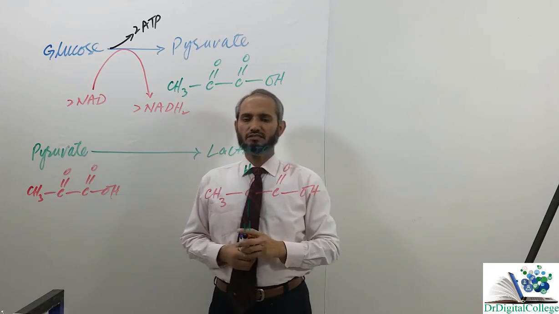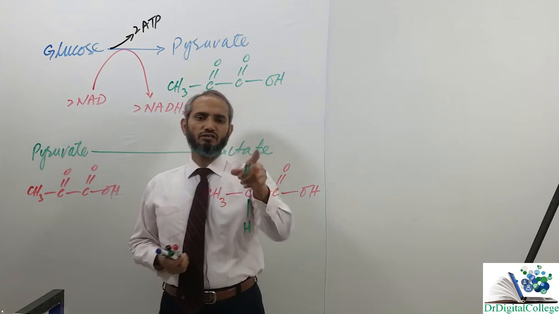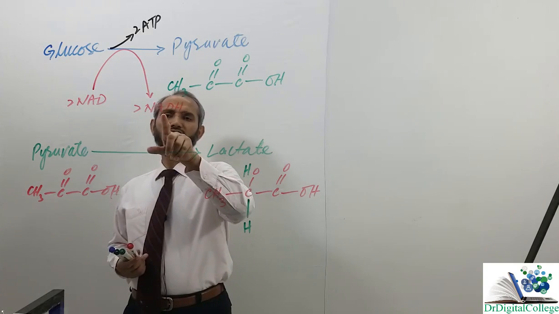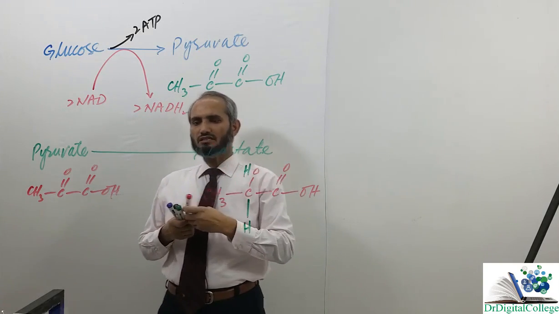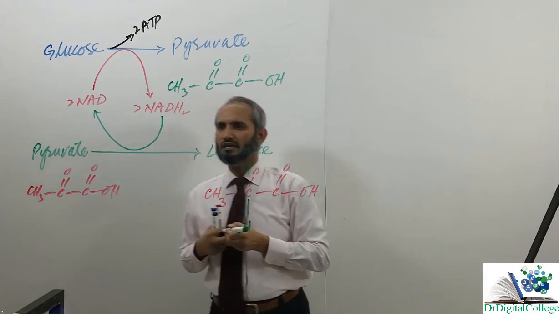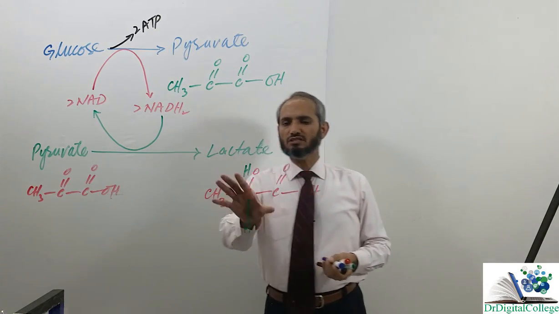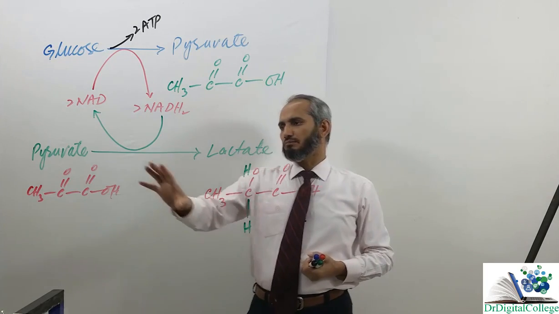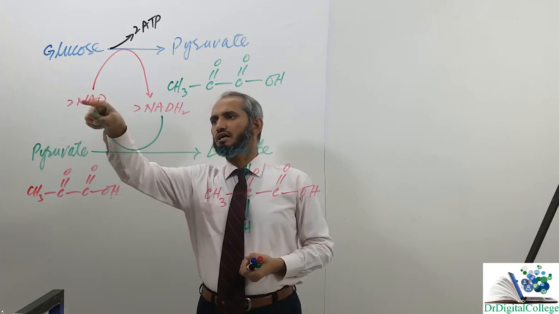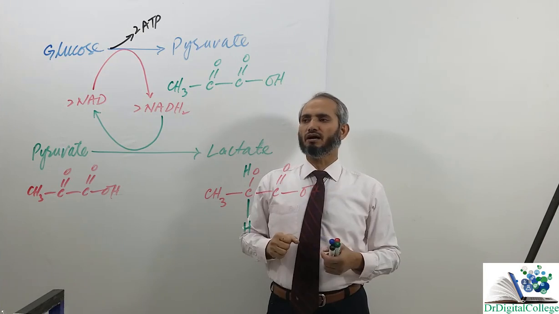So pyruvate is reduced into lactate by the addition of two hydrogen. This is the reduction of pyruvate. If it is so, and we have to reduce pyruvate into lactate, there must be some reducing agent. Now the reducing agent is NADH2, which itself will be oxidized back into NAD. So this is a 3-carbon compound, this is a 3-carbon compound, and pyruvate is reduced into lactate and NADH2 is oxidized into NAD. Now both of these processes are occurring within the cytoplasm.